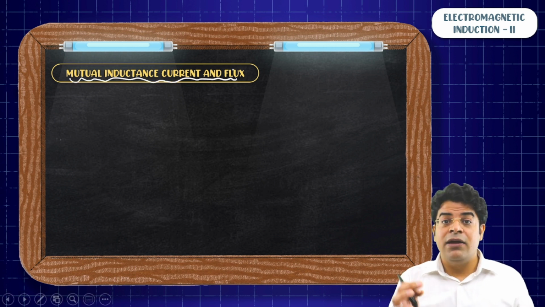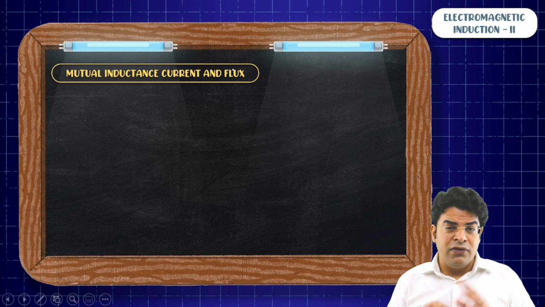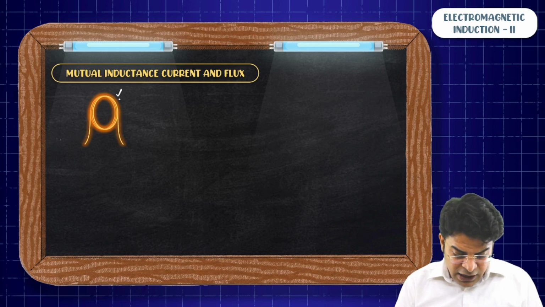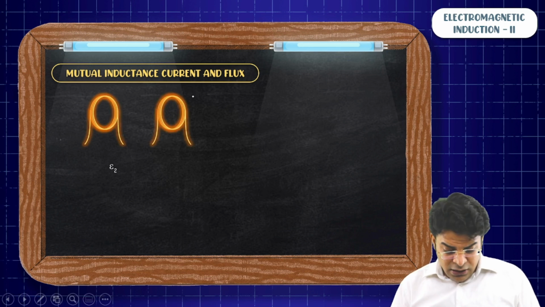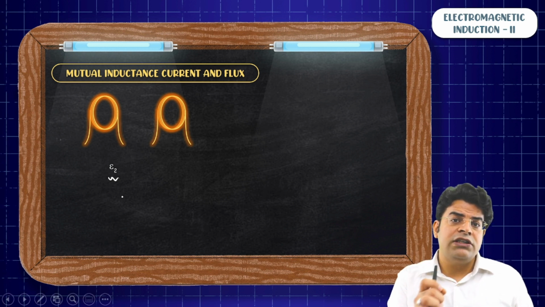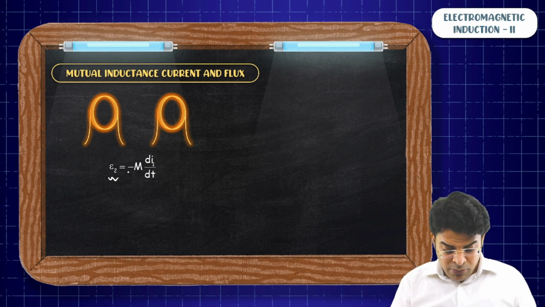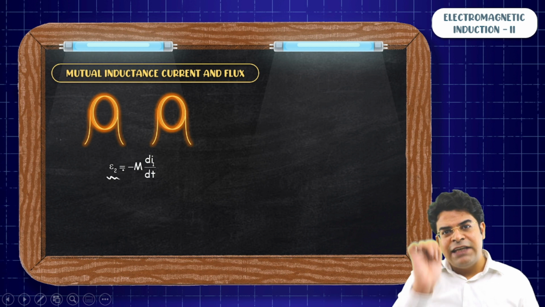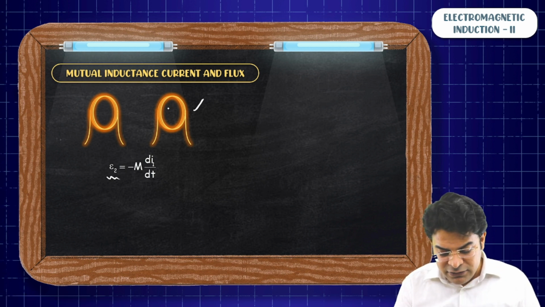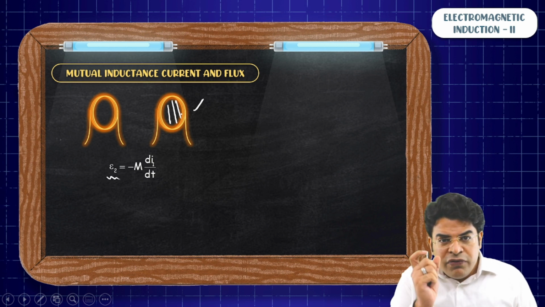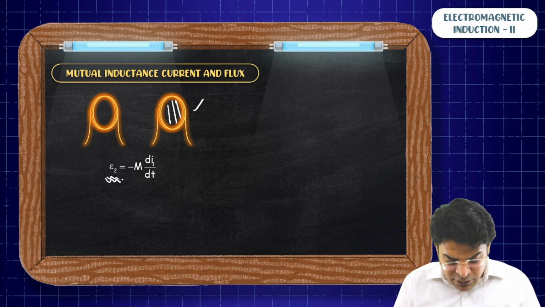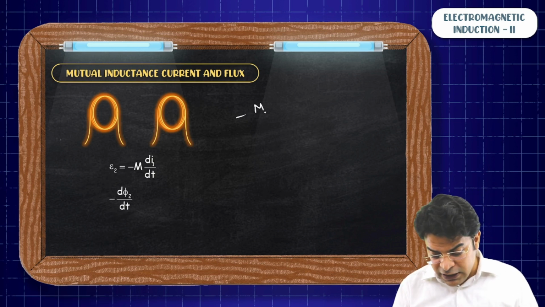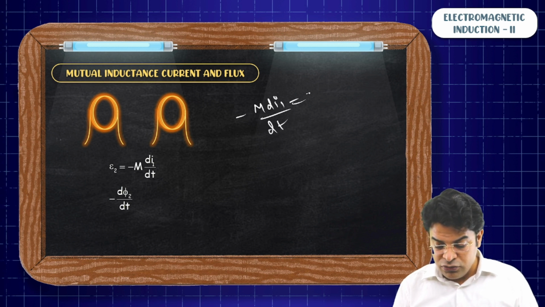So now let's understand one more relationship between the flux, mutual inductance and current, so that we can determine the mutual inductance of systems. So what is the relationship between mutual inductance, current and the flux? We have just learned that if you have two coils, then the EMF induced in the second coil due to the change in current in the first coil is given by minus M di1 by dt. And you even know that the EMF induced in the second coil can also be written as minus the rate of change of magnetic flux linked with the second coil. So you can write the same EMF induced in the second coil as minus d phi 2 by dt.